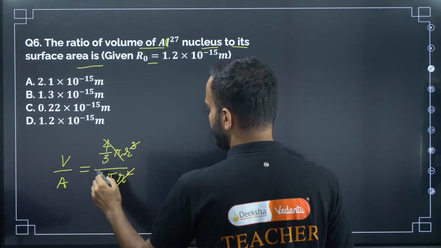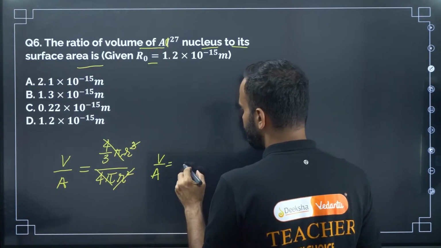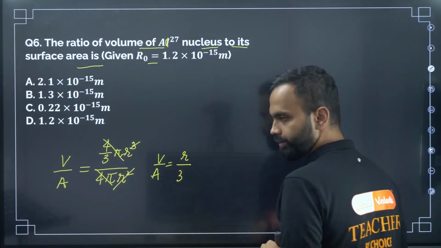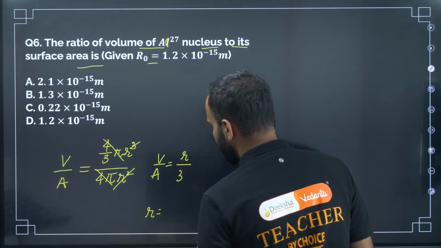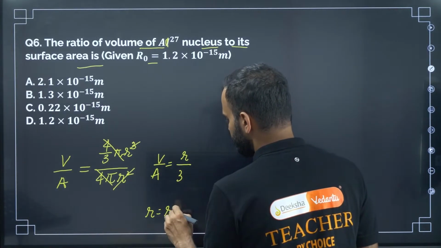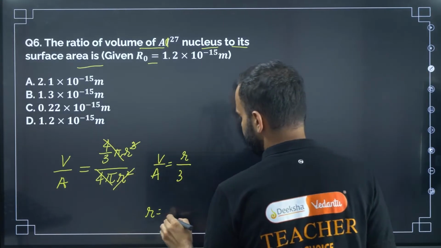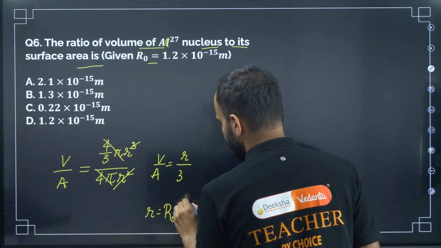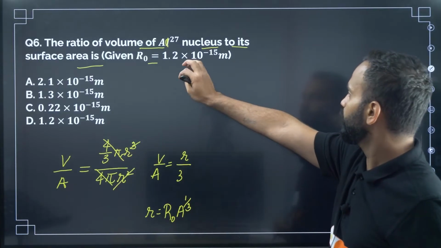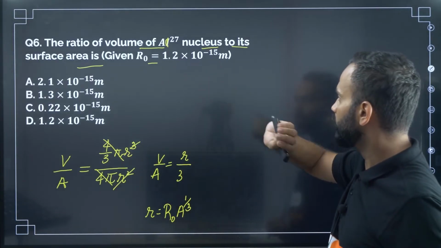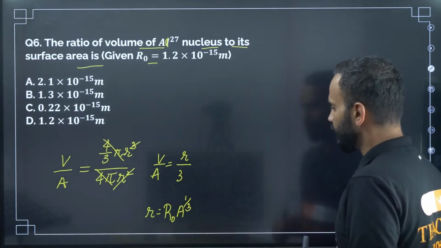Okay, so here r squared will get cancelled, 4 pi will get cancelled. Now V divided by A is equal to R divided by 3. R is the radius of the aluminium, right? So radius of the aluminium R is equal to R naught into A to the power 1 by 3. R naught is empirical value, 1.2 into 10 to the power minus 15 meter. A is the mass number of the aluminium, that is 27, which is given, right?